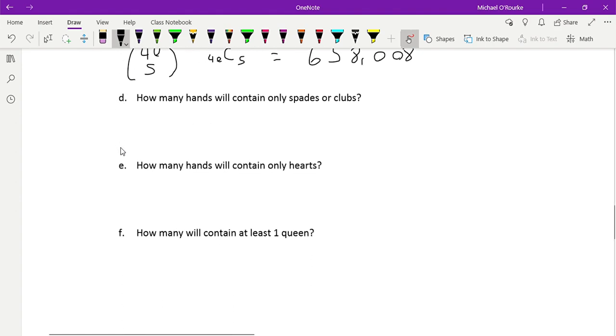How many hands contain only spades or clubs? 24. Why? You're right, it is a combination, right? There's 13. Actually, there's only one way to do this question. 26, right? Because there's 26 spades and clubs. Adam was messing me up because now I thought it was 12 instead of 13, but it was always 13 in a suit.